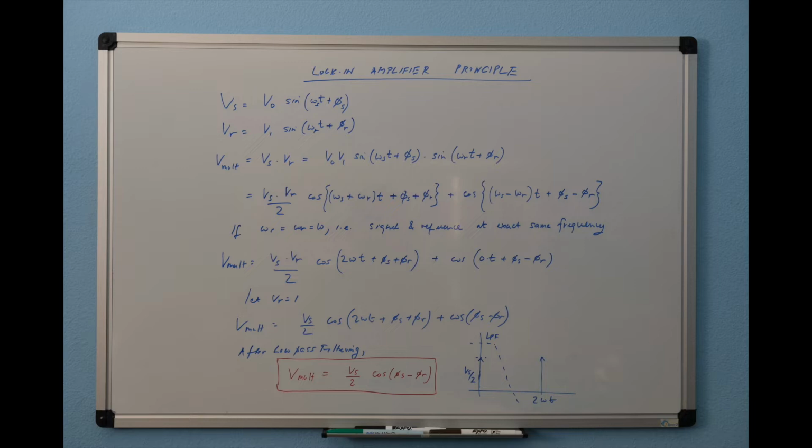So V mult is basically the signal at the multiplier output. Now this goes into a low pass filter, and the low pass filter cuts off all the high frequency components in the signal. 2 omega t is twice the frequency of our signal of interest, so it's well outside the bandwidth of the filter and is completely cut off. So we get V mult equal to Vs over 2 times cosine of phi s minus phi r. This is a DC component. There is no time variable in this, so it's a constant value at DC.